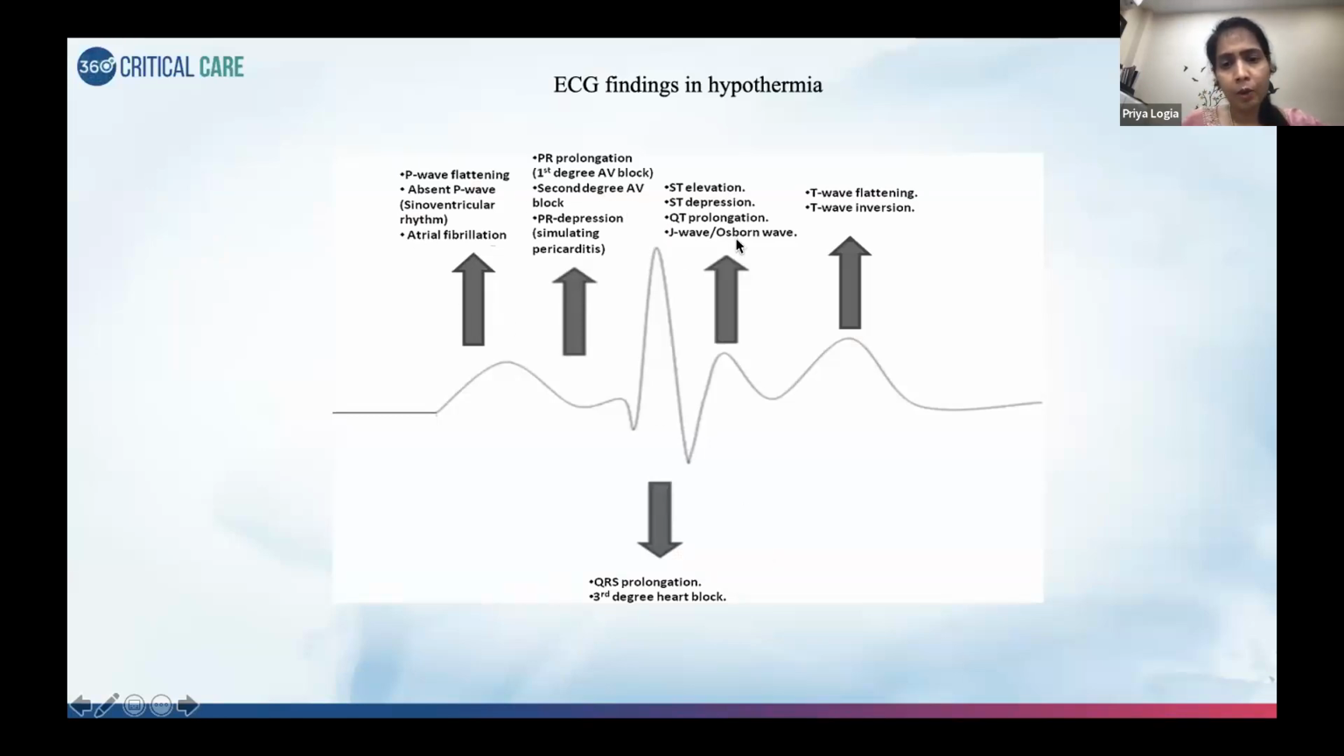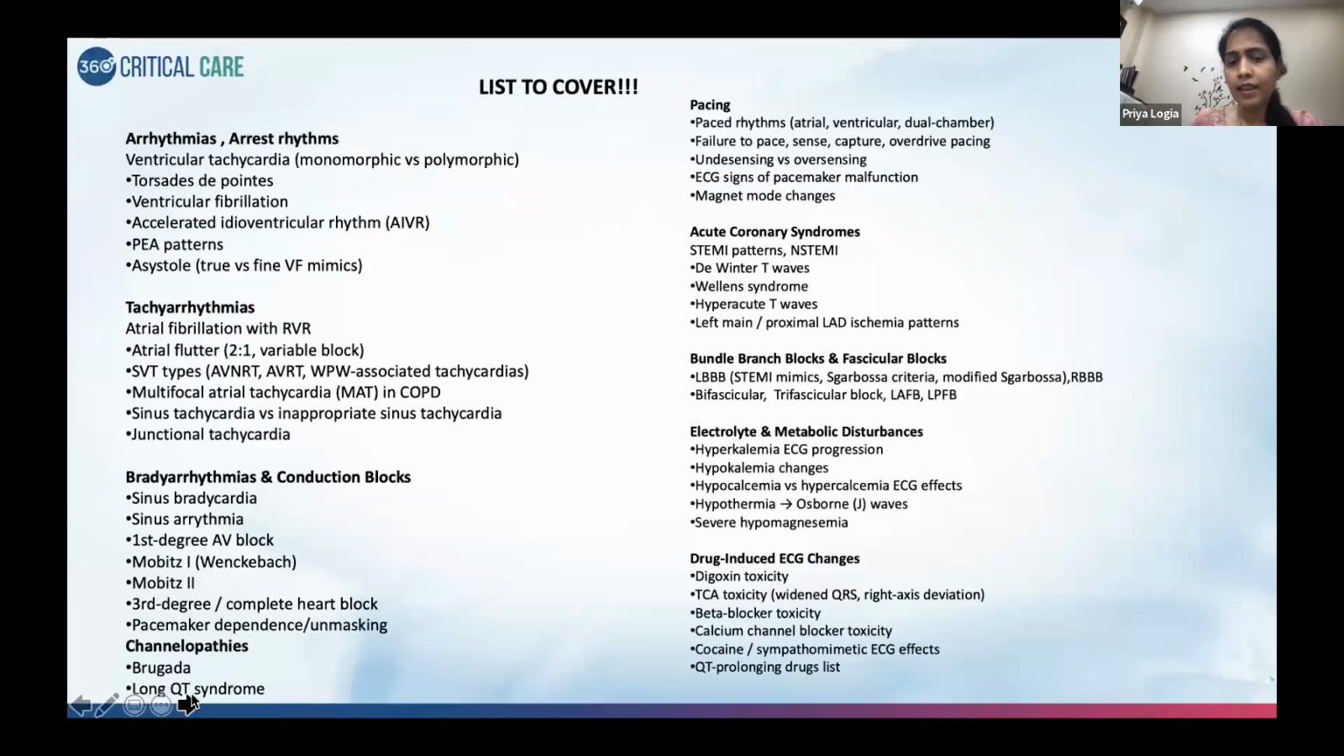So P wave, PR prolongation, ST segment, T waves, and other findings. Okay, it can be a third degree heart block also in hypothermia. So these findings you can appreciate in hypothermia. So we have discussed 10 ECGs, but this is the list of ECGs you can never go wrong and you should be able to appreciate. So this is an extensive list, and beyond this also you can have ECGs.